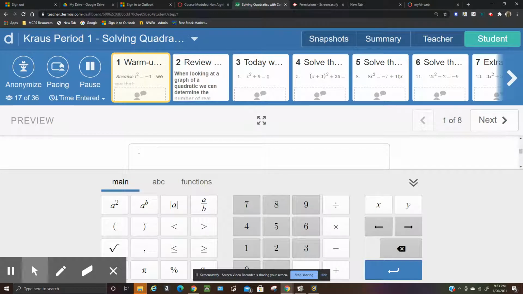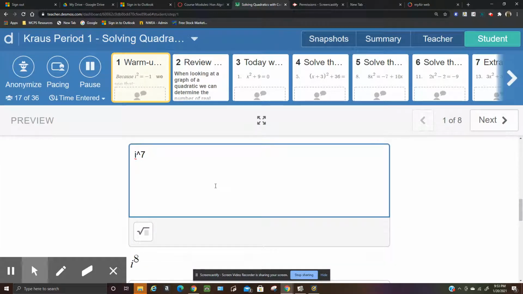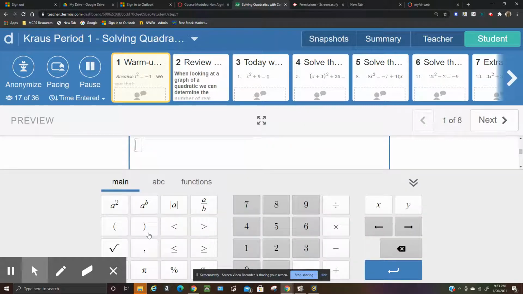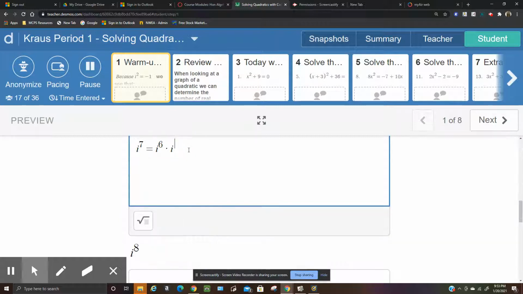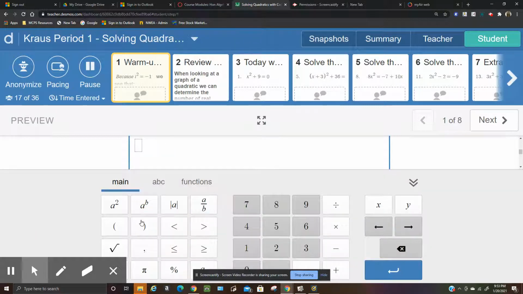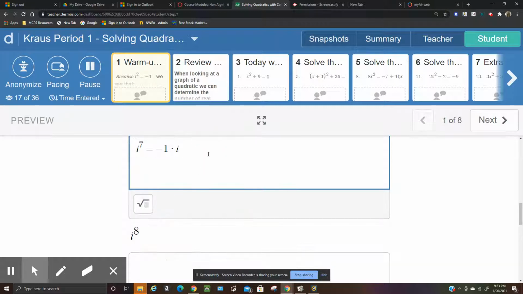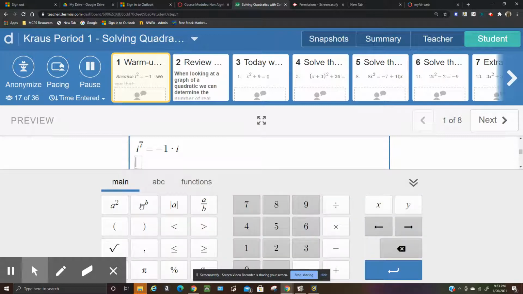I to the 7th is equal to I to the 6th times I. I to the 7th is going to be I to the 6th, negative 1, times I. So negative I.